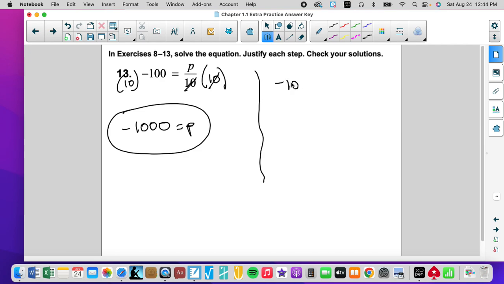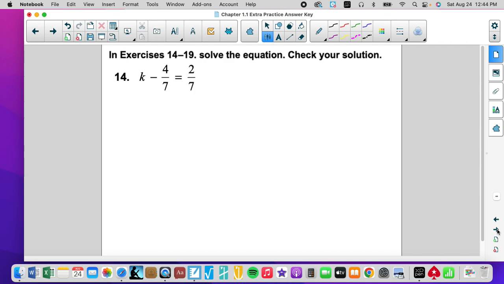And now let's check and make sure that it works. Negative 1,000 divided by 10. We have 1,000 divided by 10. The zeros are going to cancel. That leaves me with 100. A negative divided by a positive is negative. So that is correct.